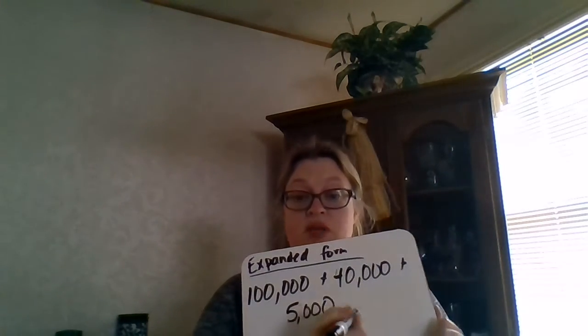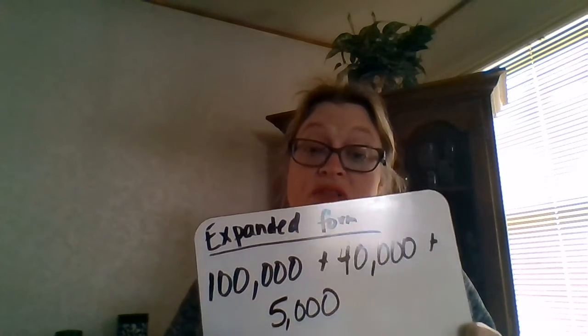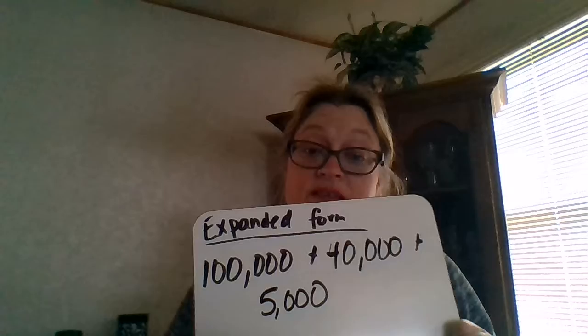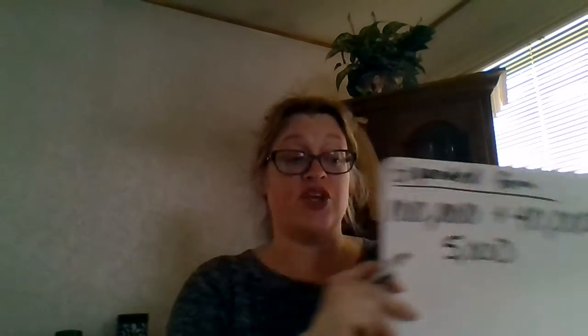So we have 1 in the 100,000s. So that's 100,000 plus 4 in the 10,000s. So that's 40,000 plus a 5 digit in the thousands, which is 5,000. And then there's no hundreds, no tens, no ones. You could put plus 0, plus 0, plus 0 if you need to. But the most important thing that you should have for that number is 100,000 plus 40,000 plus 5,000. If you added all those together, you would get 145,000.